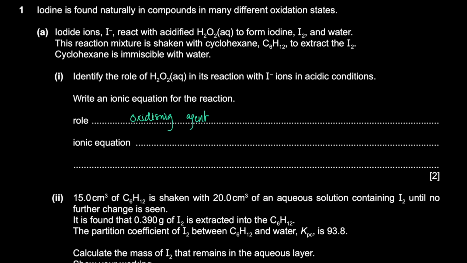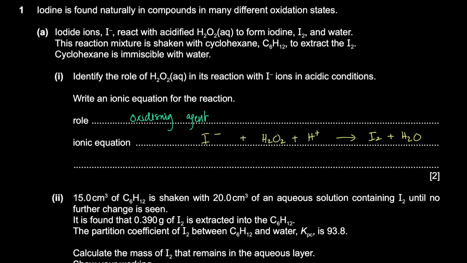And if you had to write an ionic equation for this reaction, what we have is iodide reacting with hydrogen peroxide, in acidic conditions, so that would be H plus, to form iodine and water.